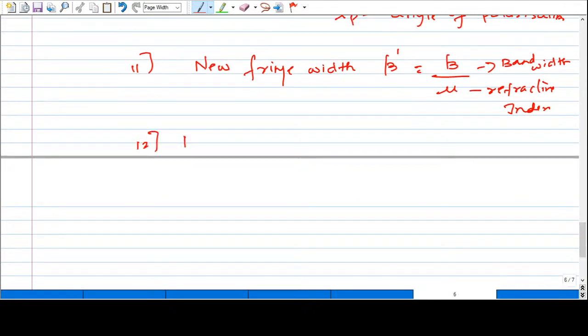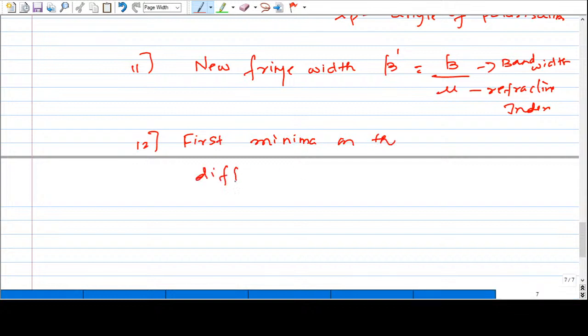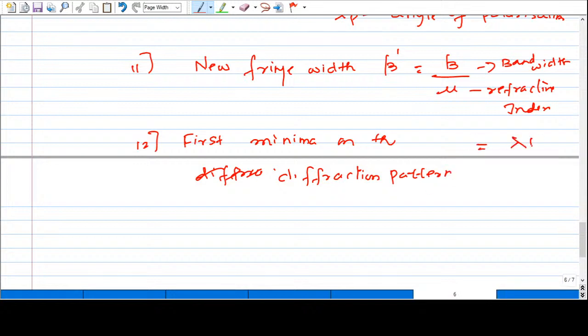First minima of the diffraction pattern, a very important formula. First minima on the diffraction pattern. So, very, very important formula. The formula is x is equal to lambda capital D by a. D is called distance, a is called width, lambda is called wavelength.